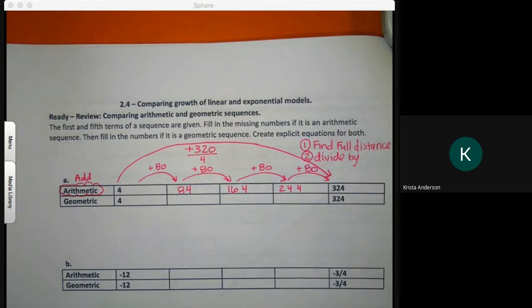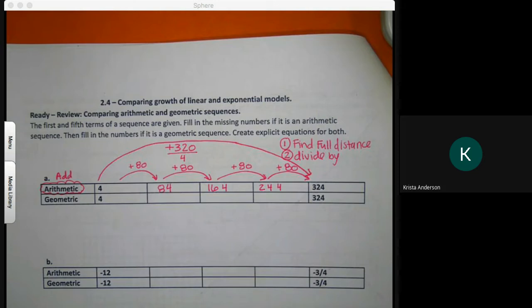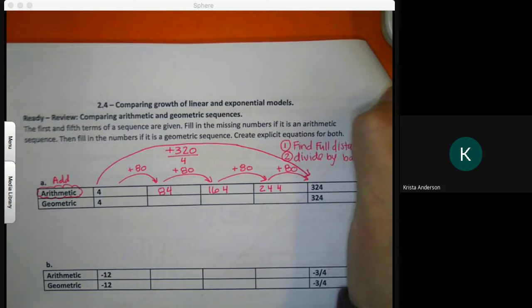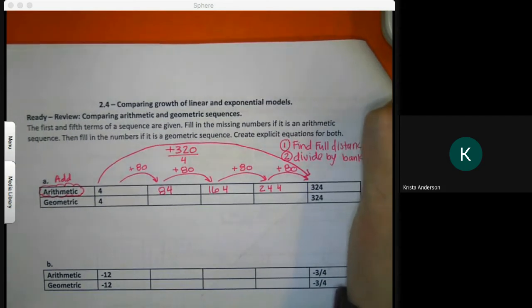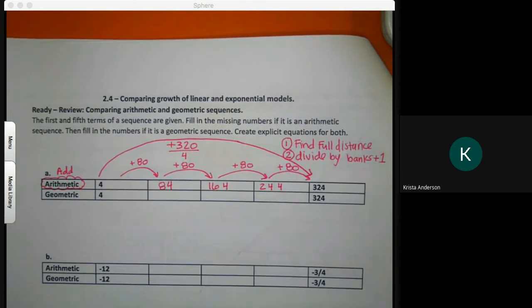Does it make sense if I say that you divide by the number of blanks plus 1? Number of blanks plus 1. 1, 2, 3 blanks plus 1. There. Then it's a little side note in case we need it.